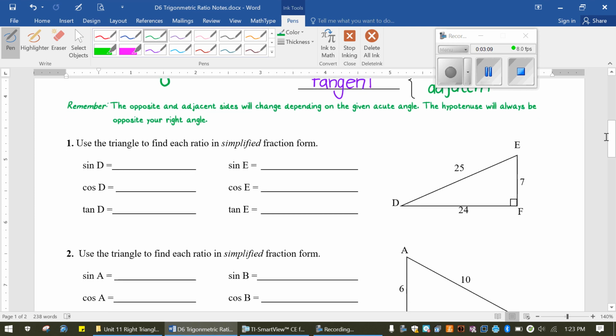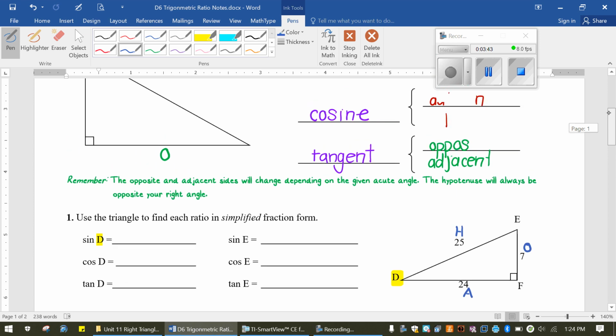So that's what this reminder says. The opposite and adjacent sides will change depending on the given acute angle, but the hypotenuse will always be opposite your right angle. So we're going to start with D. We're right here on angle D, and we are going to label the opposite side from D, the adjacent side from D, and the hypotenuse from D. The hypotenuse is actually going to be the same regardless of which angle we talk about.